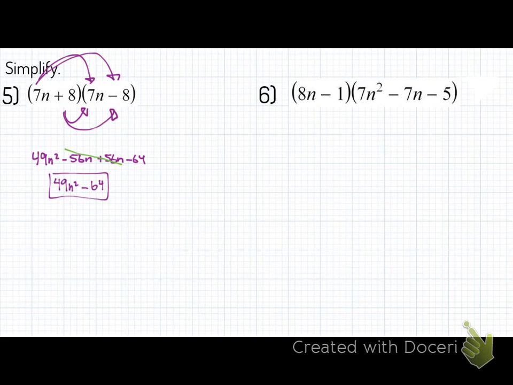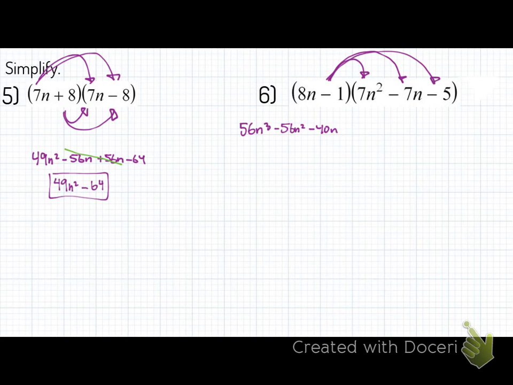Last one, number 6. Okay? Remember, you are distributing. I'll start you off. You're going to be distributing the first term into the subsequent terms, okay? And doing it again for the negative 1. So you should have multiplied 8n times 7n squared, which is 56n cubed, right? We got 8n times negative 7n is negative 56n squared. And then we got 8n times negative 5 is negative 40n. Yes? And then we're going to do this again, but we're going to multiply negative 1 into each of these.